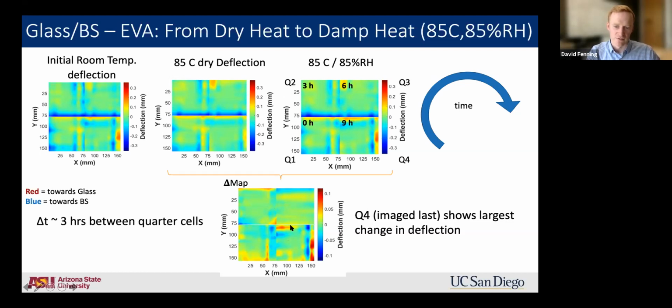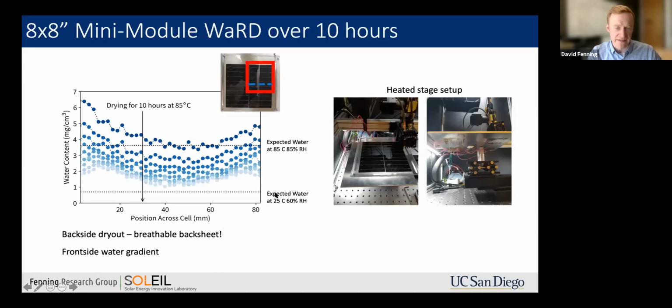So the last quadrant measured shows the largest changes in deflection, but each of them has its own kind of signature. And what we can quantitatively say from our mini module measurements in our WARD setup here at UC San Diego, using the same kind of time temperature profile in the damp heat test and then the exposure to the environment at 85°C for the testing, is that during the X-ray topography, the backside of our cells is drying out through that backsheet. So the WARD signal here incorporates initially a contribution of moisture from the front side of the cell where it's completely saturated, and also the backside due to the bifaciality.